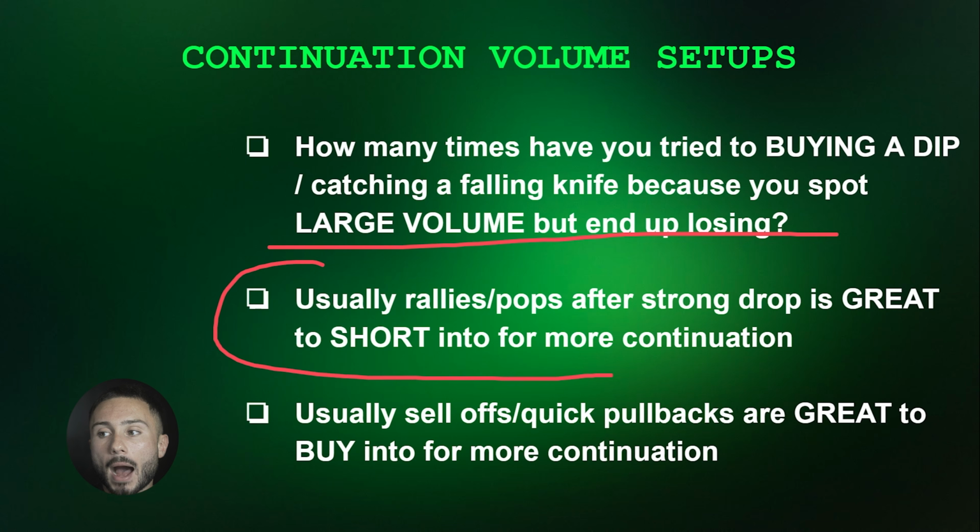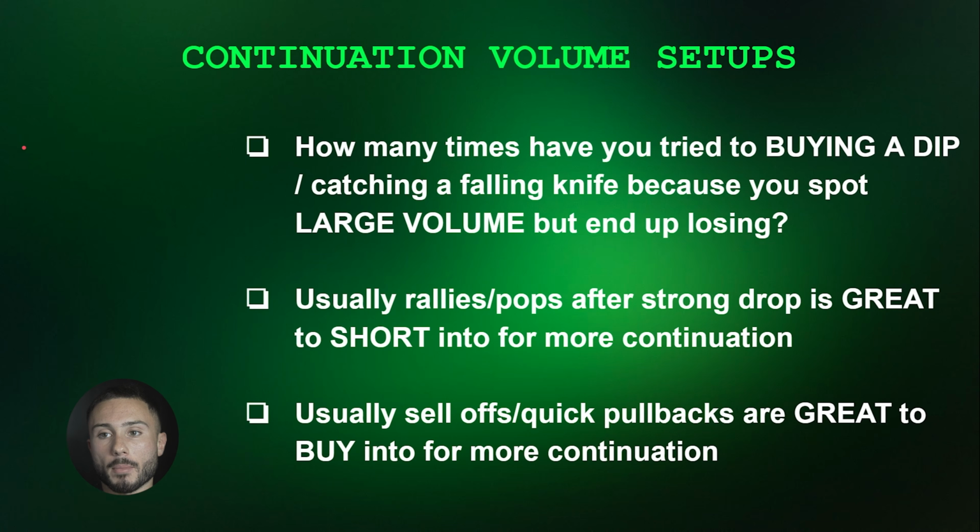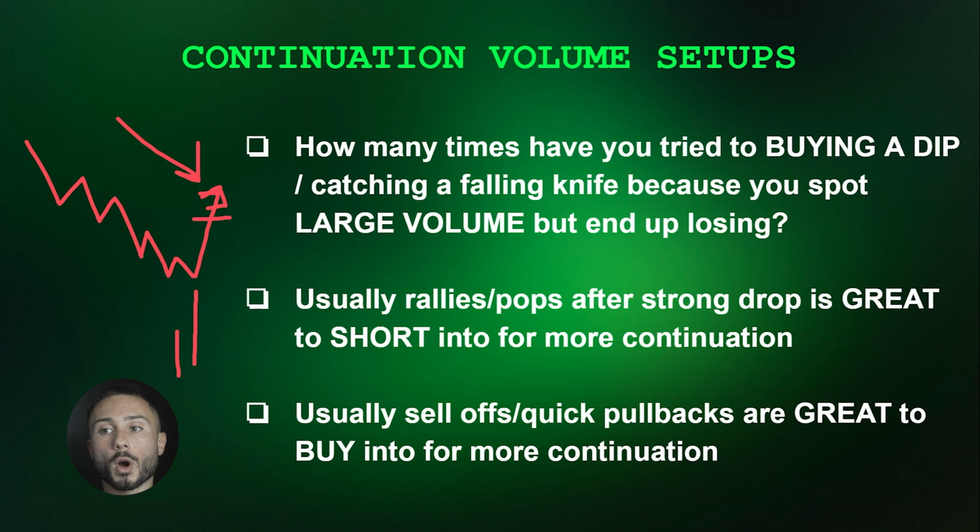Usually, rallies and pops after a strong drop are great to short into for more continuation. What I mean by that is if the market's downtrending, this is especially for downtrends, and then all of a sudden it pops up. We start moving up higher, right? And on this pop, the volume increased. This would be something that I'm looking to short into if I could read the order flow of what side of the volume made the volume increase.